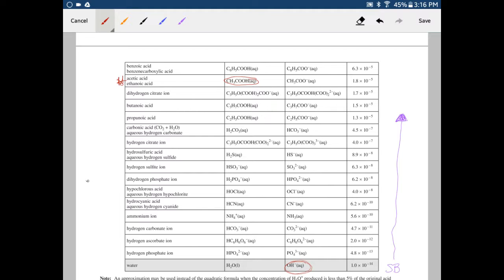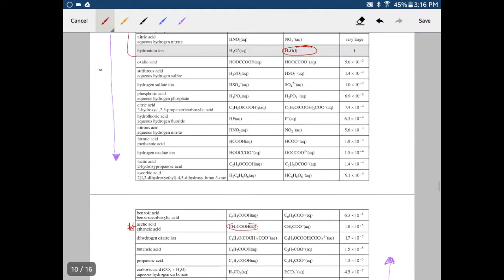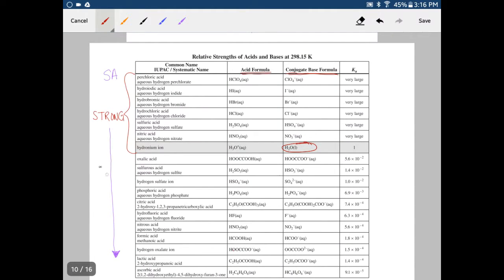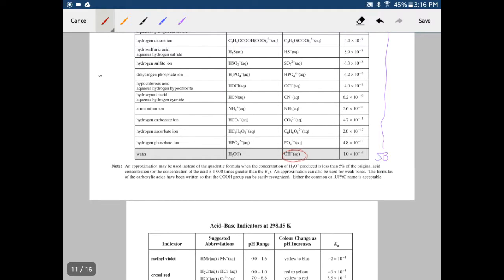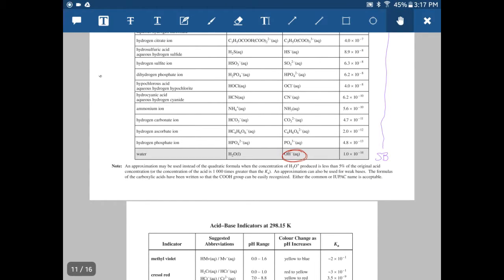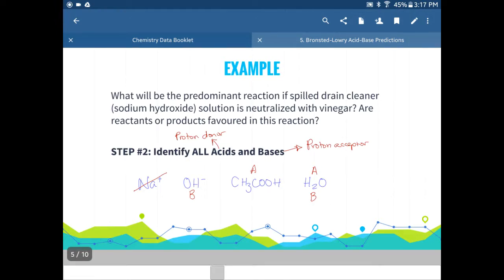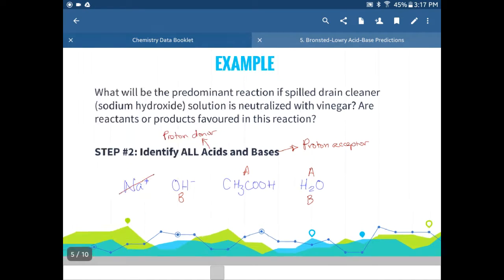Now, reminder that if something is in this left-hand column, it's considered an acid. So we see here that water is a very weak acid because our strongest acids are at the top, as notated by my purple arrow here. And water, in this case, is a very weak base because our strongest base goes from the bottom and works its way up. So when we take a look back at our example, we'll go to step number 3.